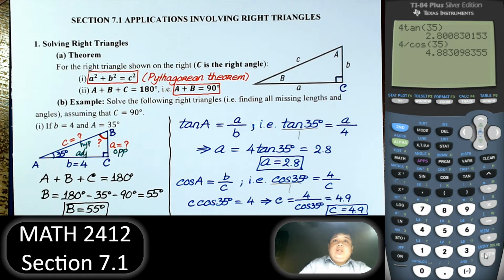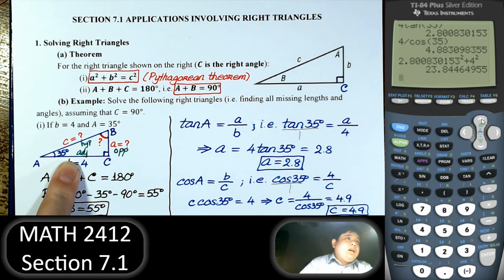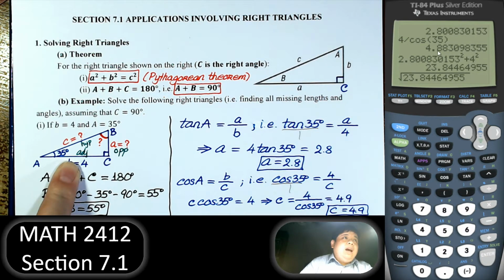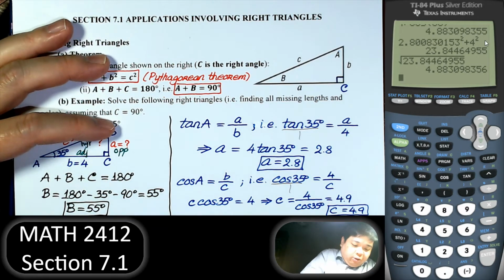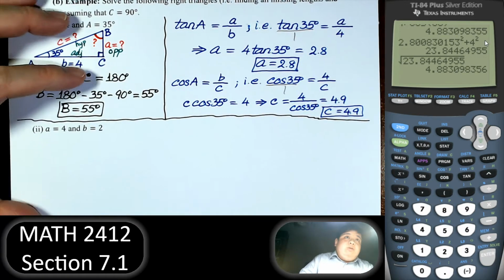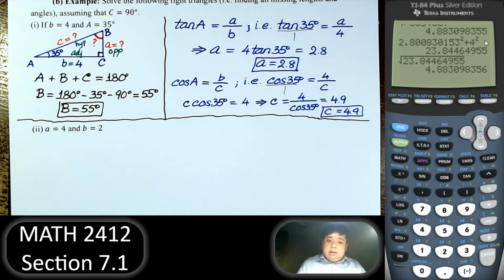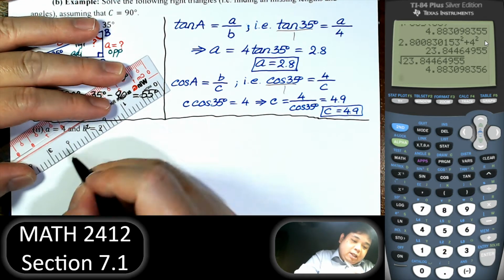We can check with the Pythagorean theorem. We take a squared plus b squared, and when we take the square root of that, we should have 4.88. So there's more than one way to solve for the missing information, but we prefer to use the given information, not the numbers that we calculated. So that's the first example.